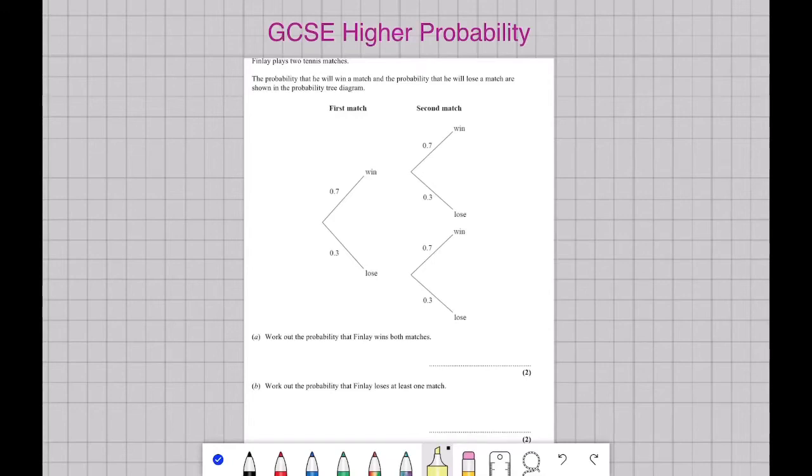Okay, so this question is about probability. So we've been given the probability tree. Finley plays 2 tennis matches. The probability that he will win and that he will lose are shown in the tree diagram. So first match here, second match here.